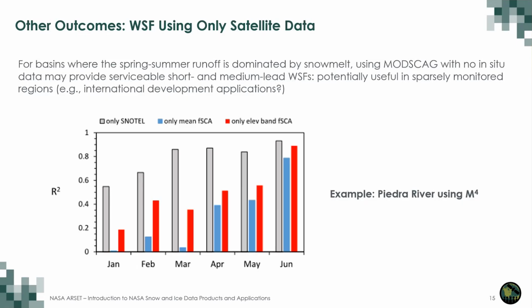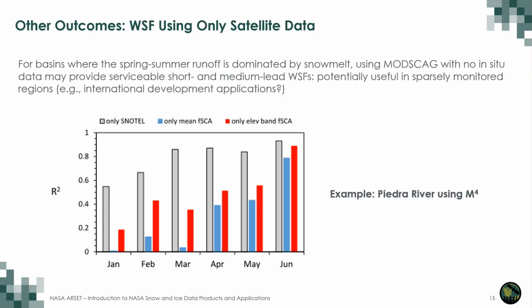And what we see is that, unsurprisingly, having that in situ snow water equivalent information does help, but just using the satellite data, you can get some pretty serviceable R squares. These are out of sample results for water supply forecasting, and you can get some pretty good results pretty early in the season, certainly by March or April in particular, just using that satellite data.